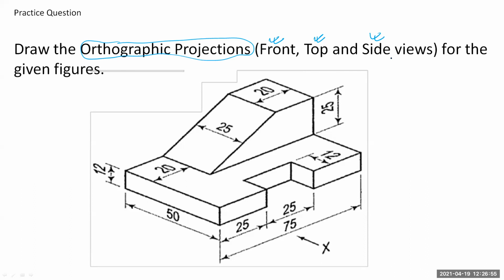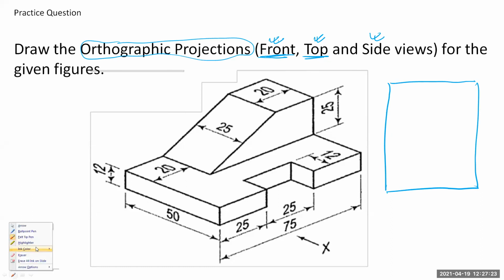Yes. So when we are talking about this orthographic projection, you have to draw the front, top, and side view. Now I will ask you to draw only the front and top view in your notebook. Suppose this is your page in your notebook, I'm representing it with this rectangle. So you have to proceed.